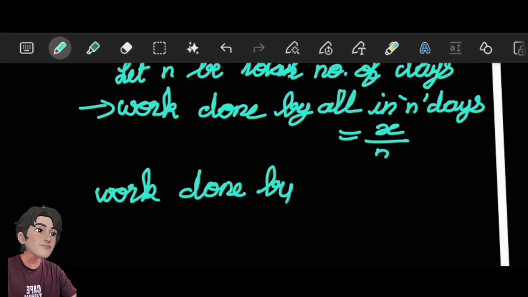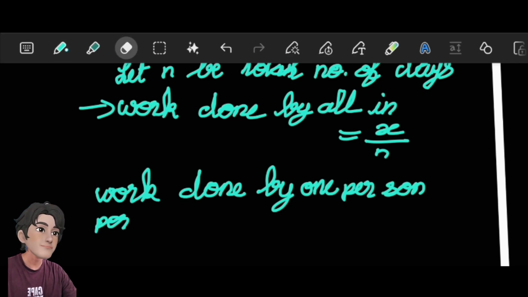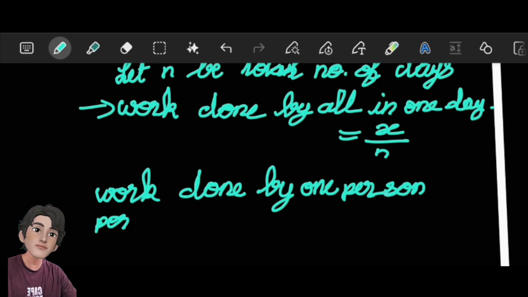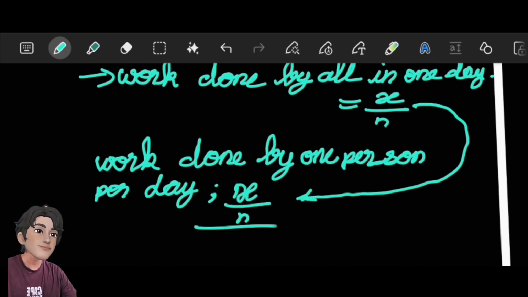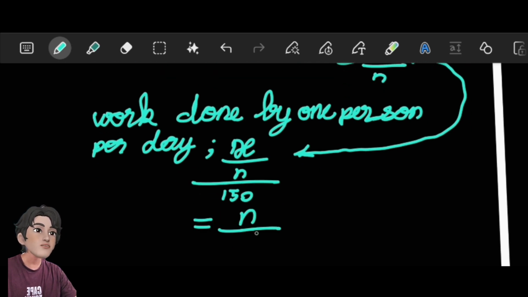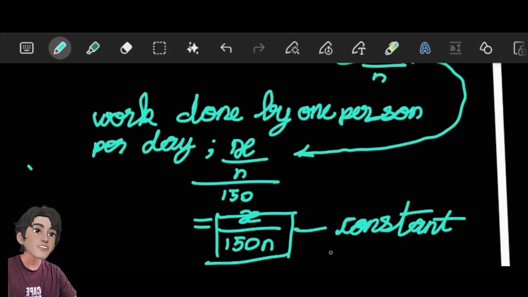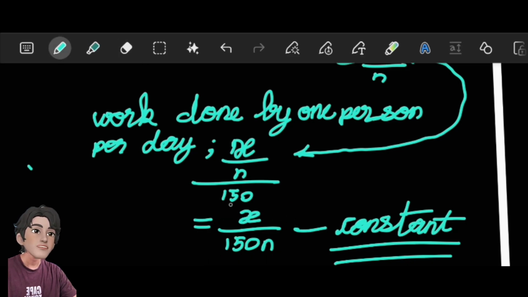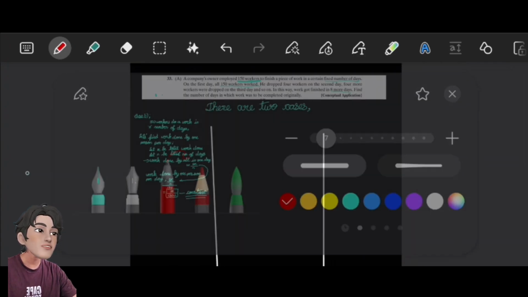Now work done by one person per day, this is the unit value which we have to find. So work done by all in one day divided by the total number of people who do the work. We know that the total number of people in case 1 is 150 workers. So x by n divided by 150, after which we get x by 150n. This is the constant value which we need to find the answer. It's going to remain constant even in our case 2. Speaking about it, let's move to that case.